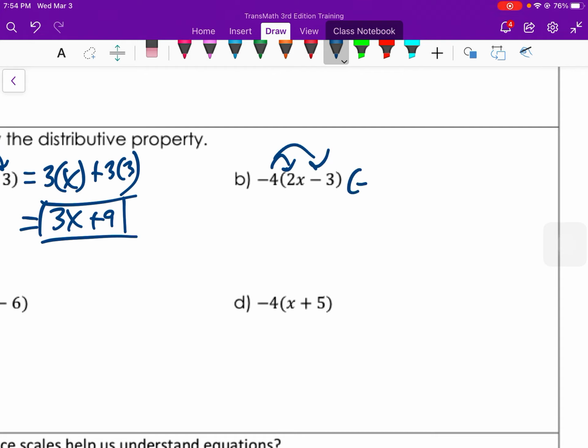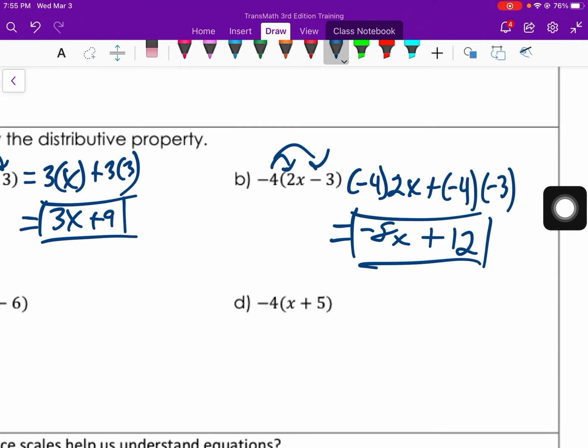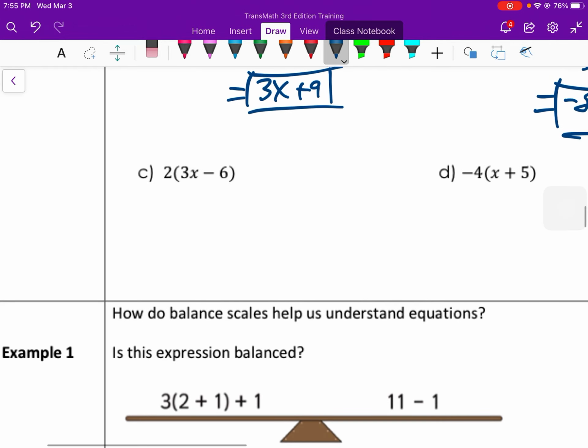So first, it's -4 times 2x, and we have plus a -4 times -3. That -3 can stay with it, and we're adding them together. So when we multiply, we have different signs, so that'll be a -8x. And in this case, we have the same signs. When we multiply, it'll be positive. So it'll be -8x plus 12.